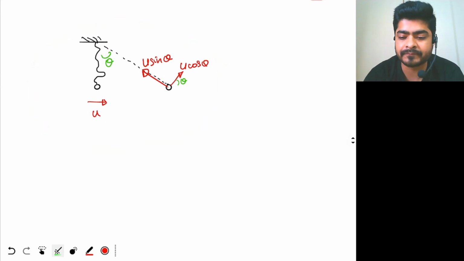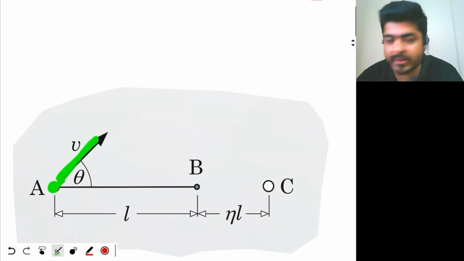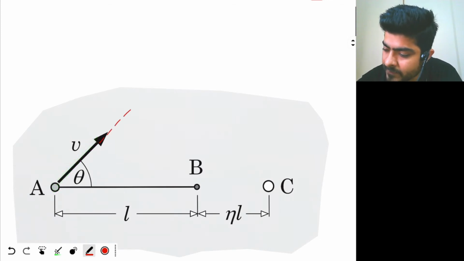Okay, so we again come back to the question now. See, right now this sphere is given velocity v in this direction. So it will travel in a straight line like this.